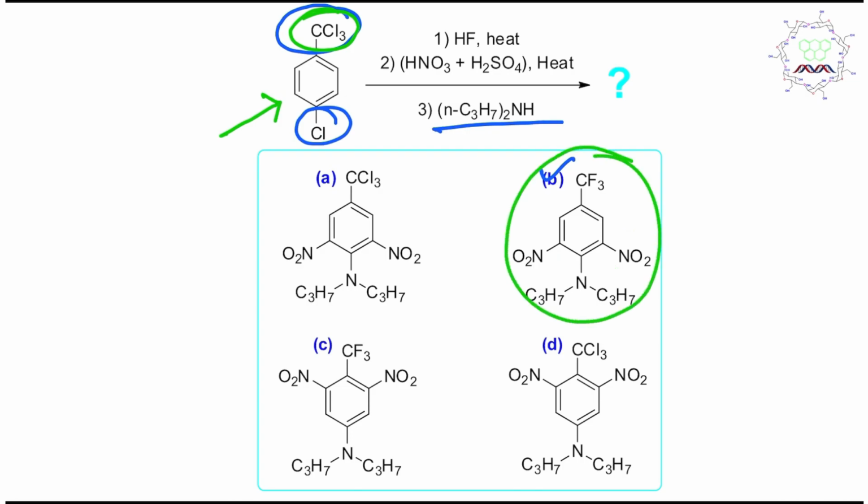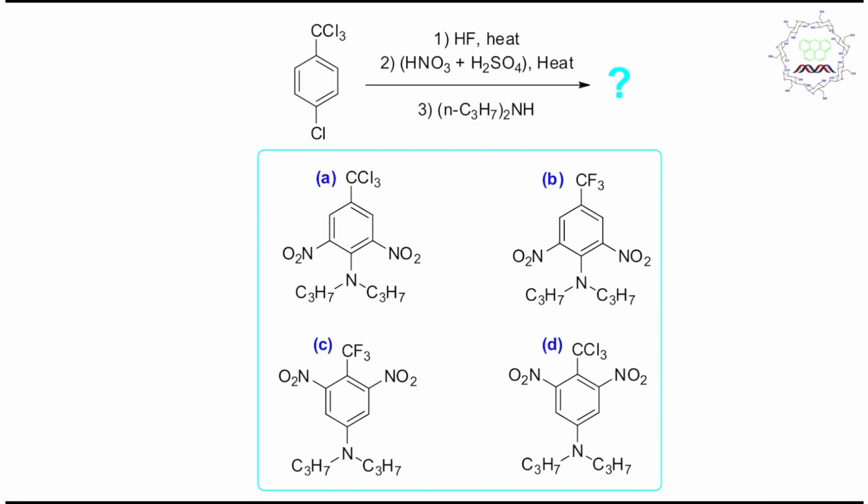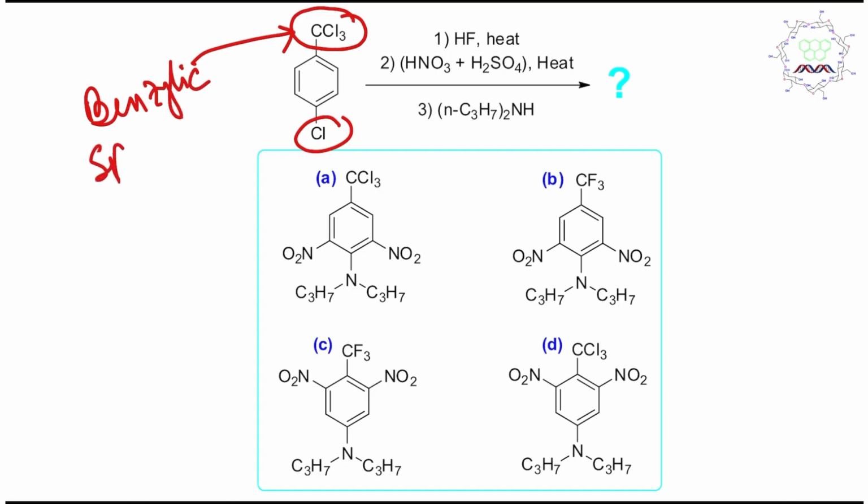Now if this problem appears in your exam, in less than 30 seconds, how can you come to the right answer? Easily. For that purpose you need to understand the nature of the functional groups. First of all, if you look at this group, it has two types of carbon-chlorine bond. This is benzylic, so sp3 C-Cl, and obviously in this case here it is sp2 C-Cl.